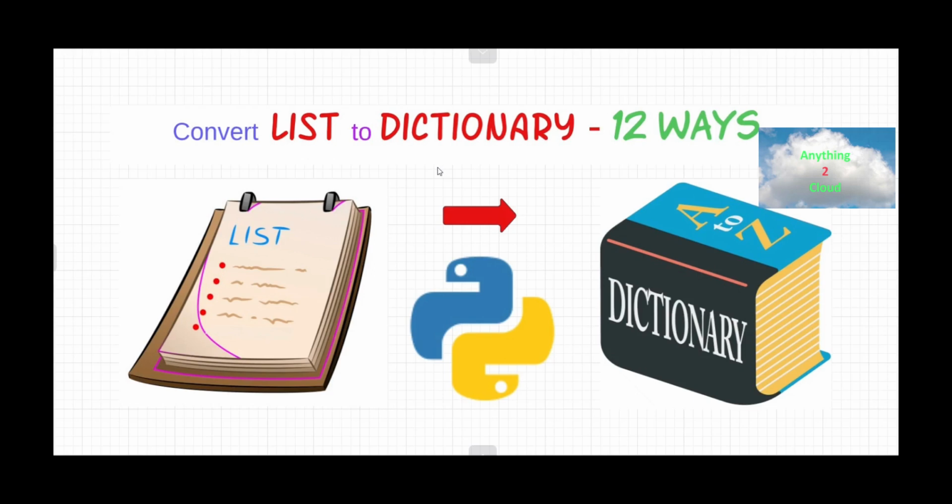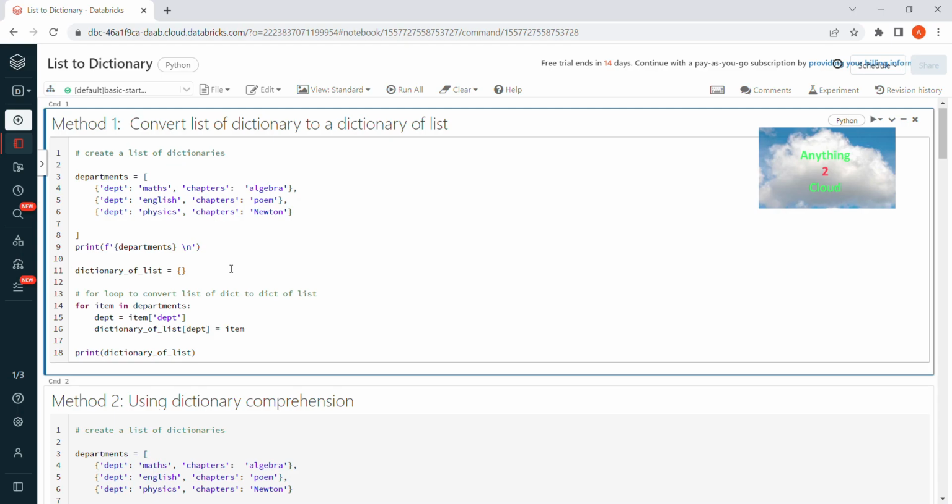Hello everyone. Today we will see how we can convert a list to a dictionary. Sometimes we might end up in a situation where we need to convert a list to a dictionary. Today we will see a few examples of how we can convert a list to a dictionary. The first method is using a for loop.